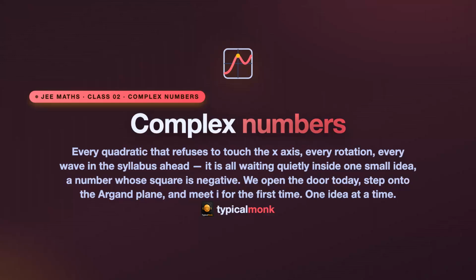Here is something worth sitting with for a moment. Every quadratic that refuses to touch the x-axis, every rotation you will ever compute, every wave you will meet far later in the syllabus. All of it rests on one small, strange idea, a number whose square is negative. When Sarah first heard that a number could square to give something negative, she assumed it was a trick question. It is not. It is a whole new plane waiting to be explored, the Argand plane. Today, one idea at a time, we step onto it and meet Iota for the first time. Take a slow breath. Let us begin.